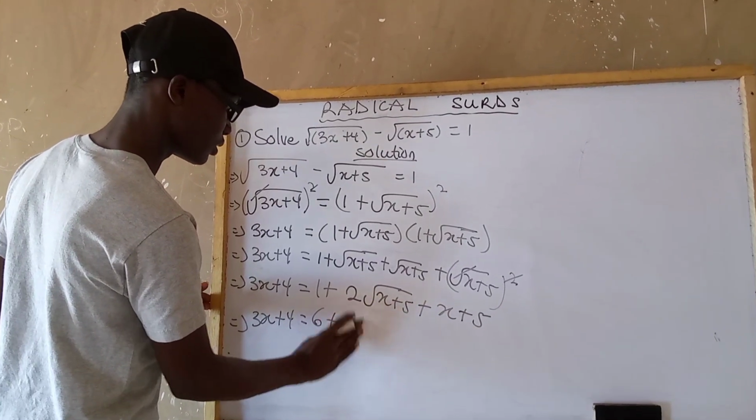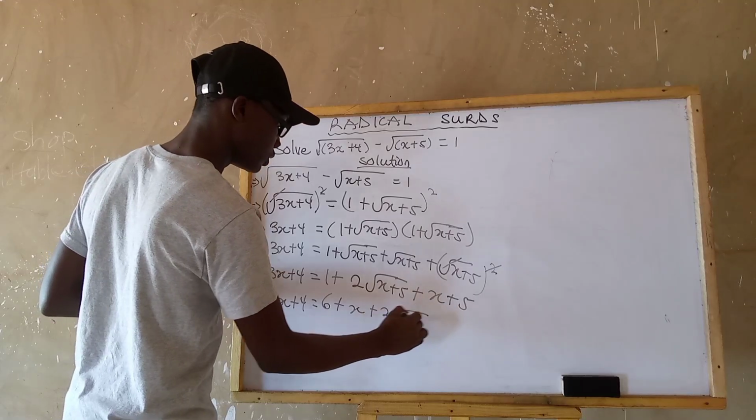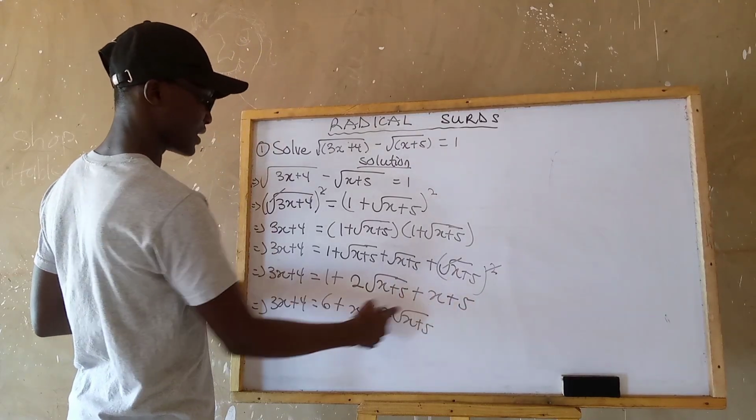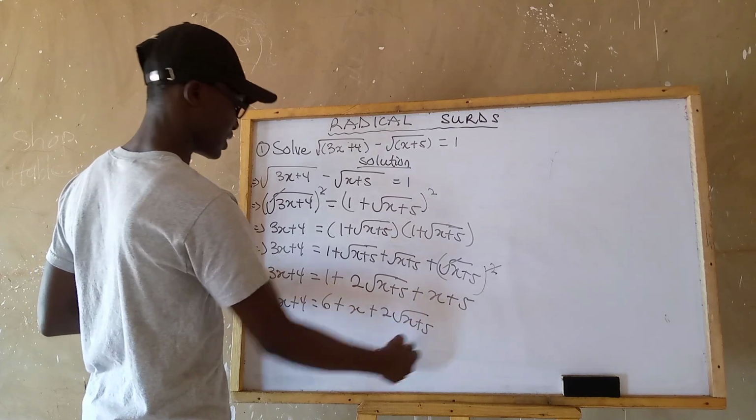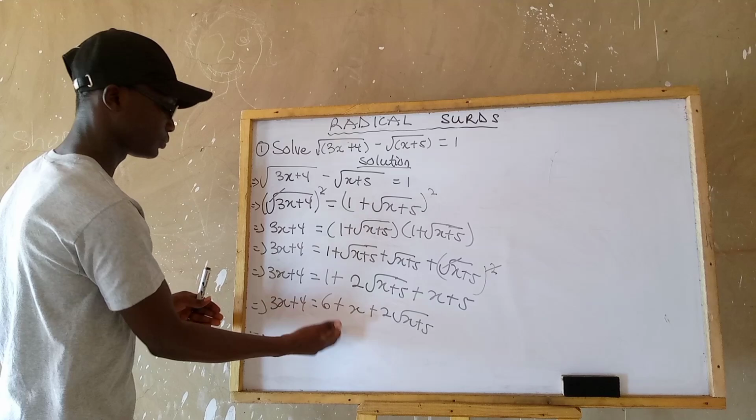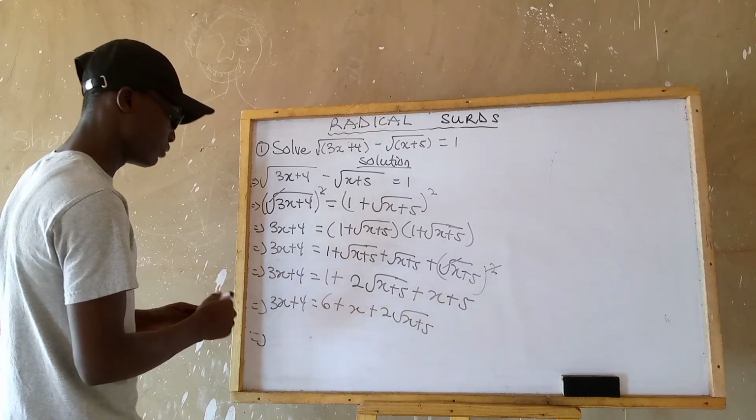So 6, let's bring the x here, plus x. Now plus 2 root x plus 5. So you have 1 plus 5, 6, then plus x, then plus 2 root x plus 5. Now let's transpose 6 plus x to the left hand side of the equation.